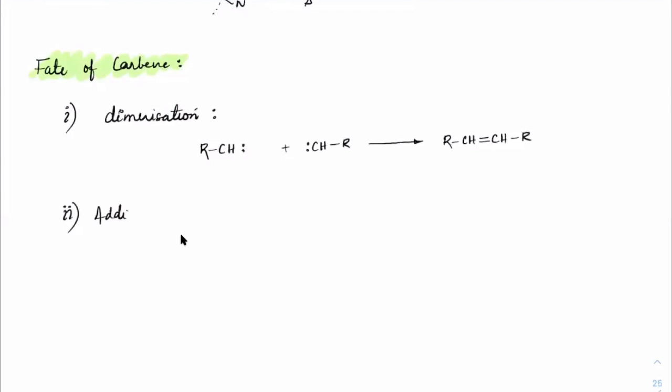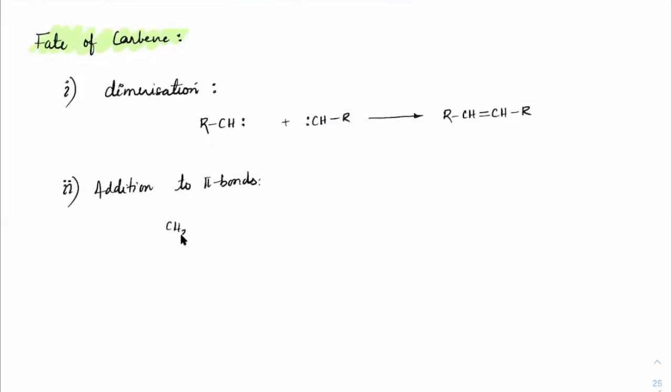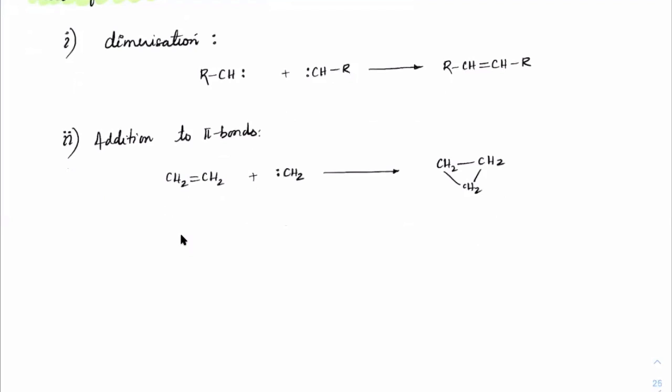Second, it gets added to pi bonds. If there are any pi bonds, it gets added onto that pi bond. For example, if you have CH2 double bond CH2 plus CH2 this way, then it gets added up to give a ring of CH2, CH2 and CH2. In fact, this is the way you can prepare cyclopropane. In case you have CCl2, then it would become dichlorocyclopropane.